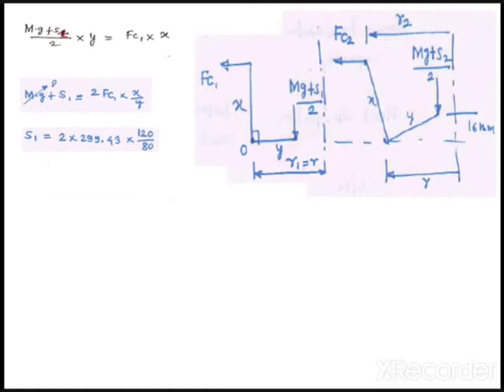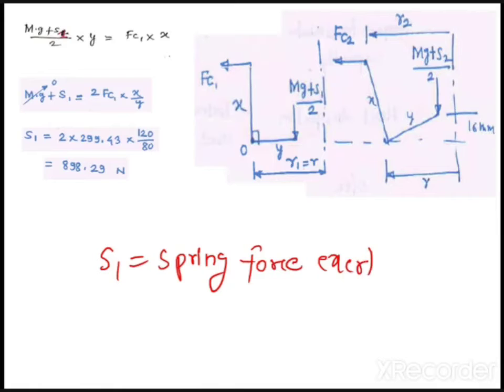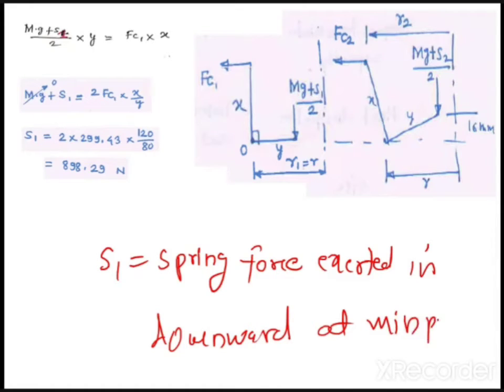So from this m I am taking 0. If m is equal to 0, capital Mg is equal to 0. So 2 into epsilon into x upon y, I am getting h1. So what is h1? h1 is nothing but the spring force exerted in downward direction at minimum position, right?